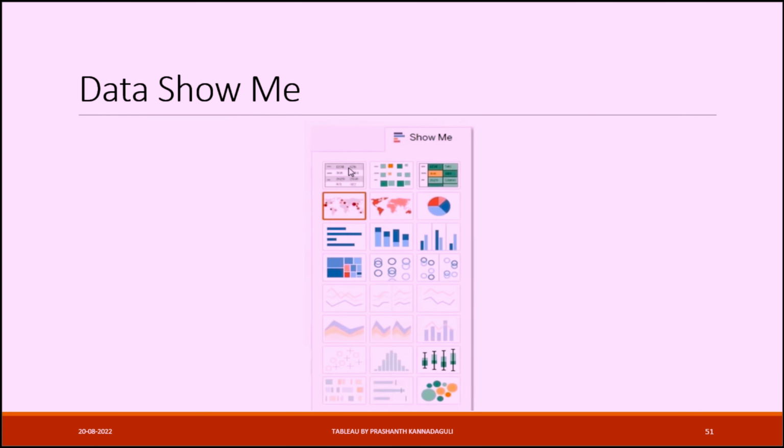Okay, so we have a question from Deepak. Data show me automatically gives hints about what we can do in terms of graphs with the given data. Yes, so this is actually something like a hint itself, right? You can plot all these graphs from your given data set, whatever you have. You have the option to plot all these graphs.